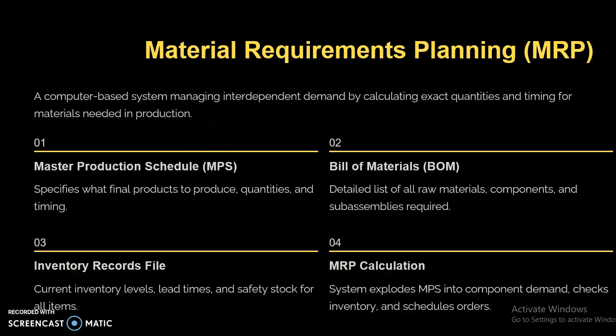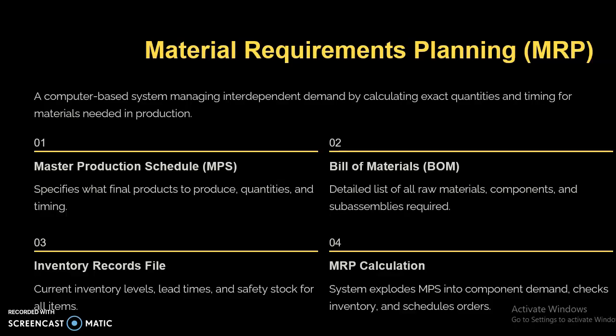The first one is material requirement planning. In short, it is called MRP. MRP is a computer-based system managing interdependent demand by calculating exact quantities and timings for materials needed in production. For this, we have to provide three inputs. One is master production schedule, second one is bill of materials, and the third is inventory record file.